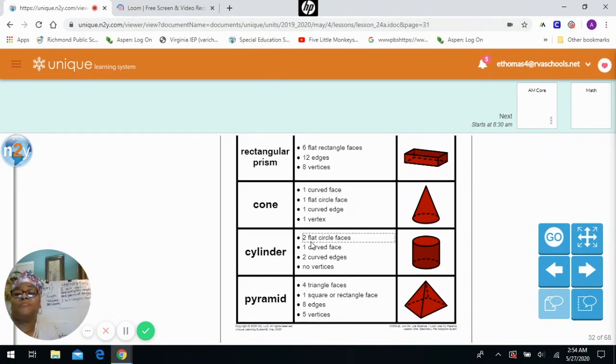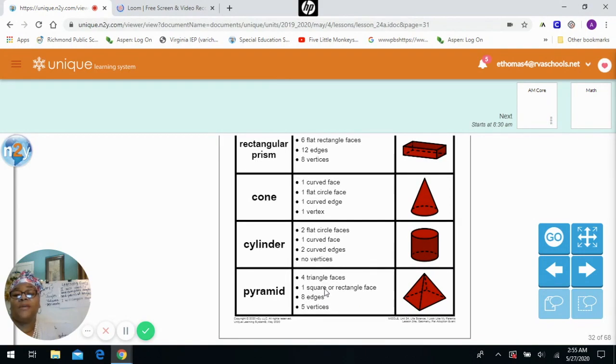Cylinder. Like a soda can, or a cup. 2 flat circle faces. One curved face. 2 curved edges and no vertices. Okay, so you have 2 flat circles, 1 curved face, 2 curved edges, and no vertices.